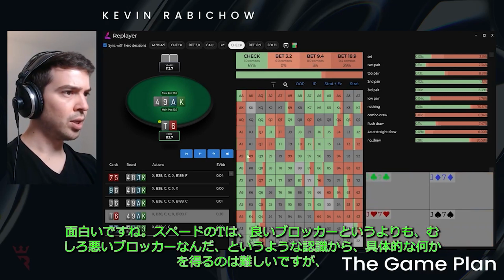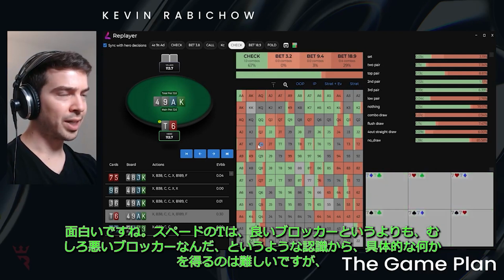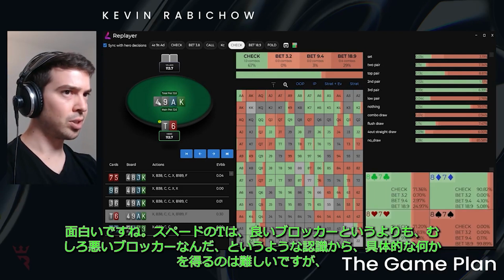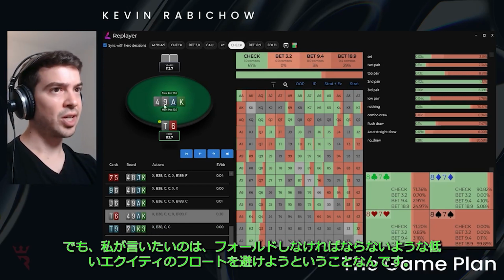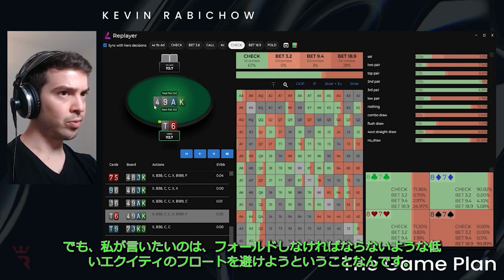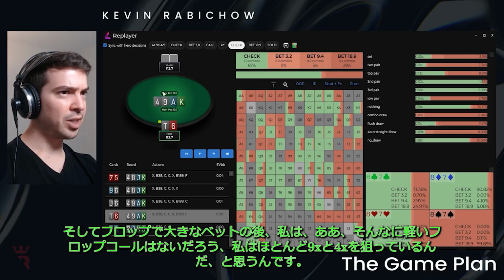So that's interesting. It's hard, again, to take away something tangible from recognizing that the 10 of spades is actually a bad blocker here rather than a good one. But what I would come back to is that idea of trying to avoid the low equity floats that have to fold. This is a very common rule of thumb that I recommend to my students for figuring out turn barrels. You don't want to interfere with the lighter flop calls. And after a big bet on the flop, I kind of just thought, there's not that many light flop calls.